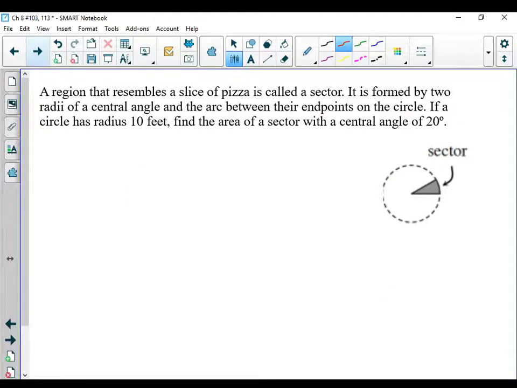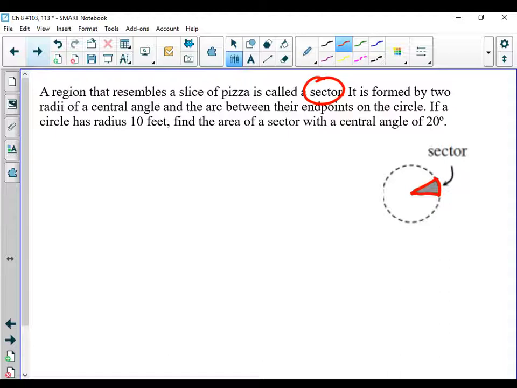If I have a region that resembles the slice of a pizza, that's referred to as a sector. So it's formed by 2 radii of a central angle and the arc between their endpoints of the circle, which is a fancy way of saying you've got a radius here, and then the arc that connects those two things together. What it's really talking about, though, is a portion of the area.